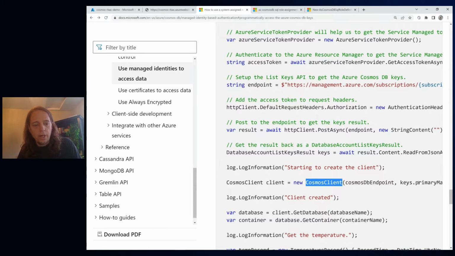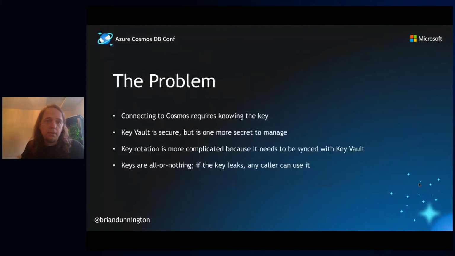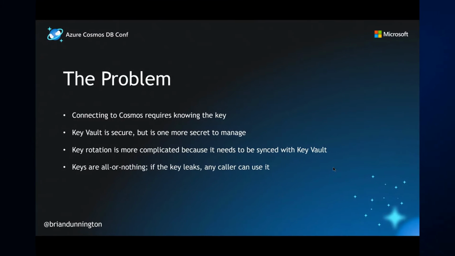So let's recap where we're at. When we talked about so far, in order to connect to Cosmos at all, you have to know the key. And things like Key Vault are secure, but storing your key in there is just one more thing to manage, and makes things like key rotation complicated because you have to do that kind of 5-step dance to get the key rotated and updated and restarted. And even if you use the REST API approach to avoid some of that, you're still using the key.